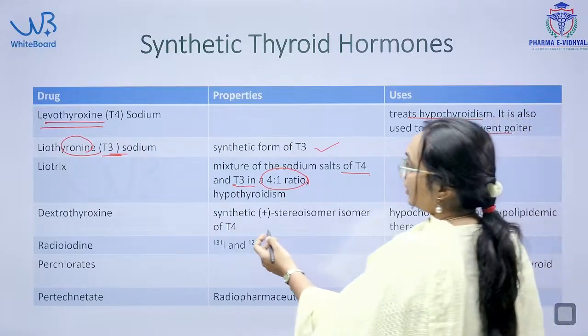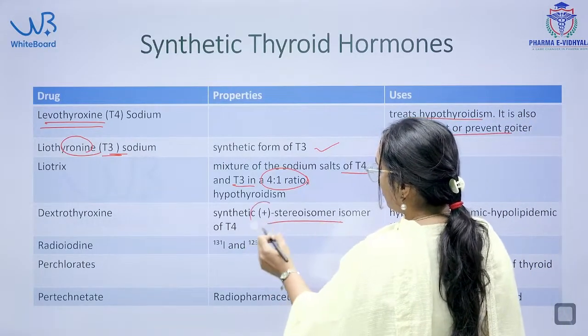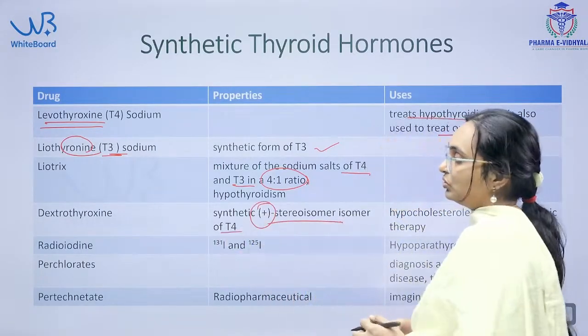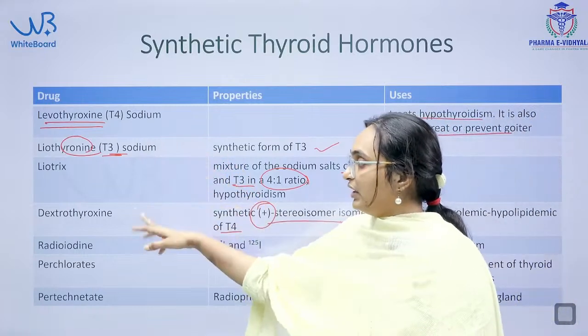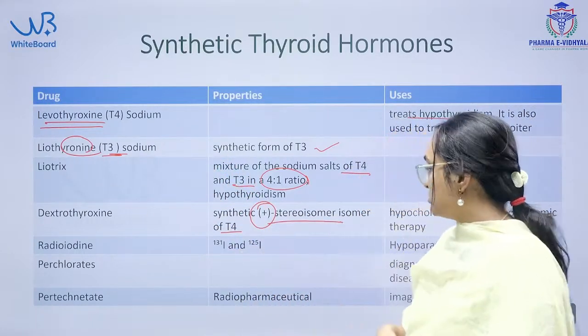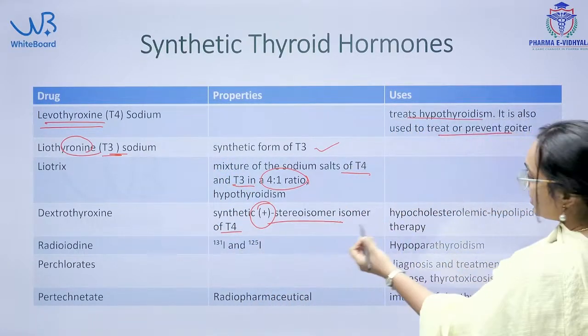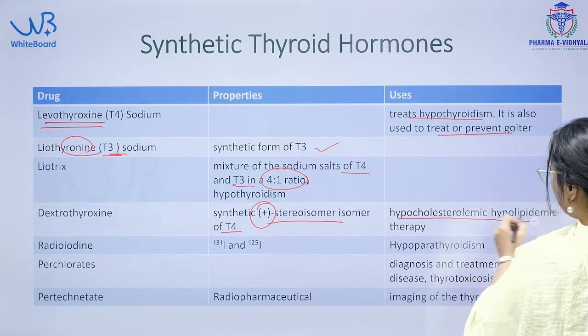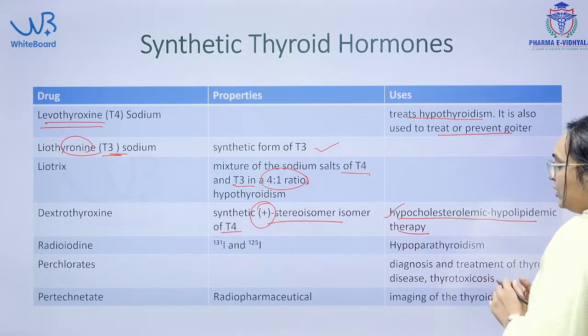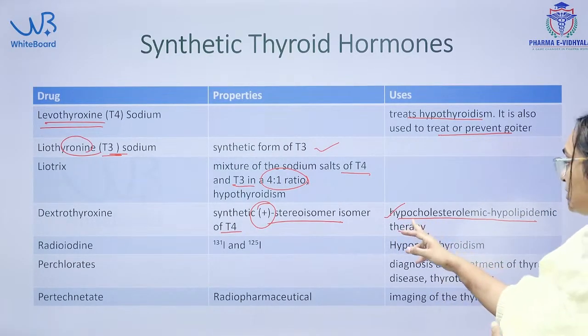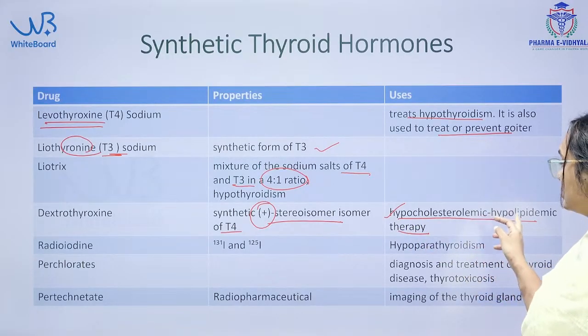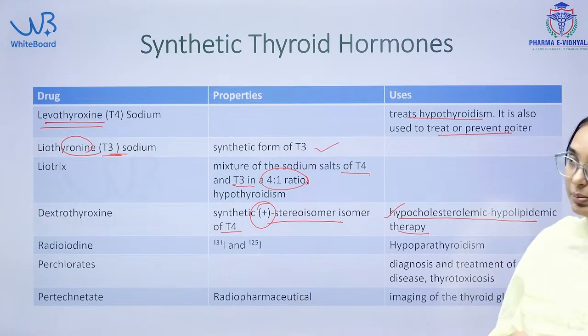It is a synthetic plus isomer of T4. So T4 is dextrothyroxine and levothyroxine. Radioiodine is also given. This dextrothyroxine is given in hypocholesterolemic and hypolipidemic therapy.